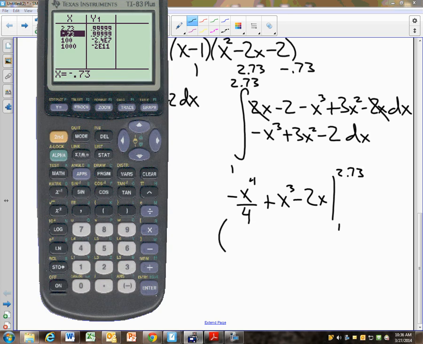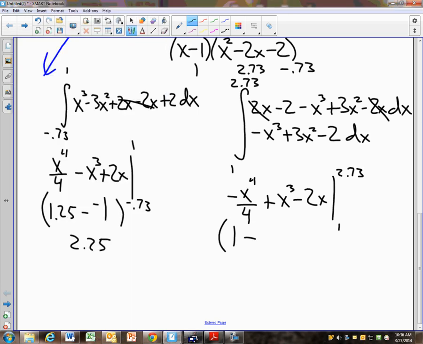Okay. So we get 1 minus, and we already figured out we're going to be negative 1.25. And we got 2.25. So you can see we get positive areas. So Emma suggested that they were symmetrical. Are they symmetrical? Sure looks that way. Add them together, 4.5.